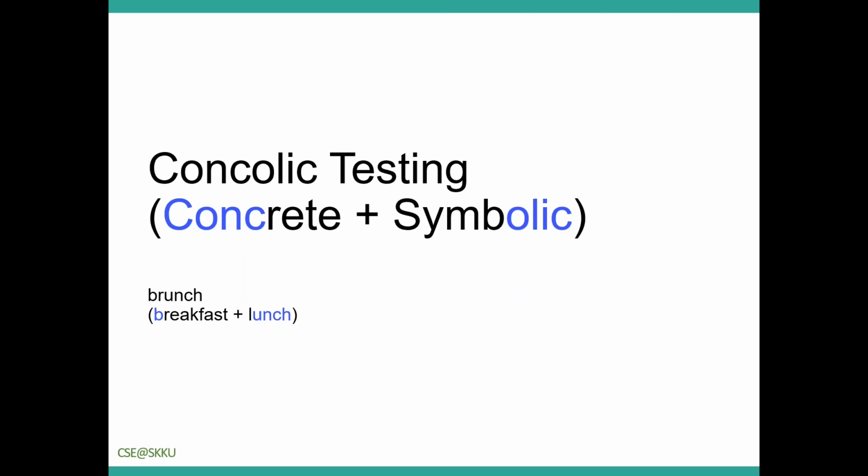In today's lecture, I will walk you through how one of the main approaches to dynamic symbolic execution, which is concolic testing, actually works. As you can see from this name, concolic is a blend of the words concrete and symbolic, just like how the word brunch combines breakfast and lunch.